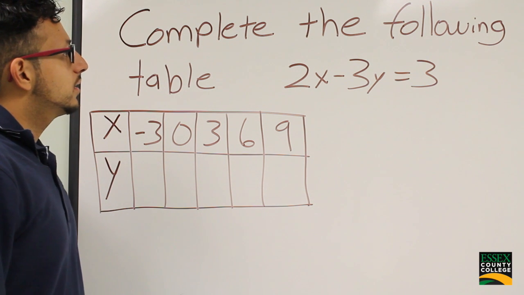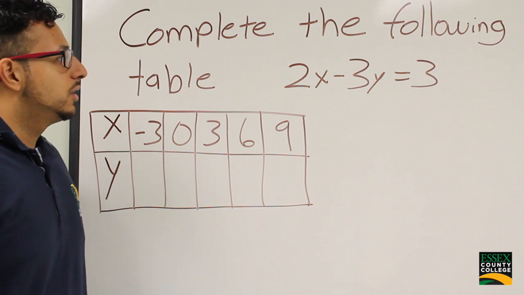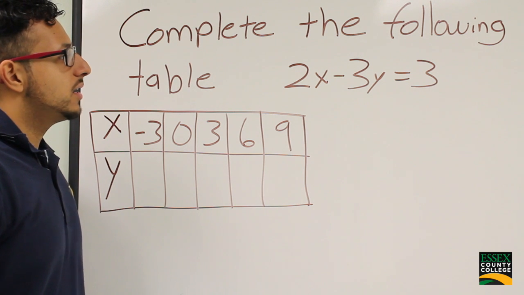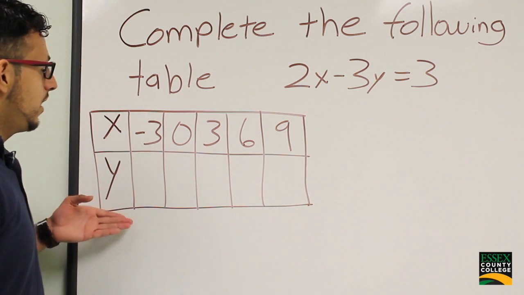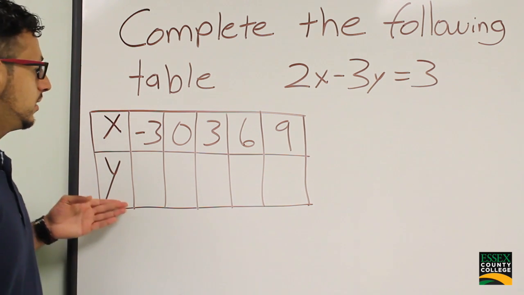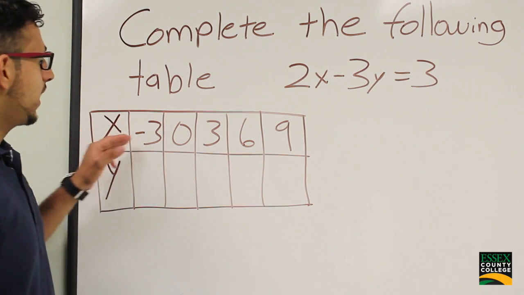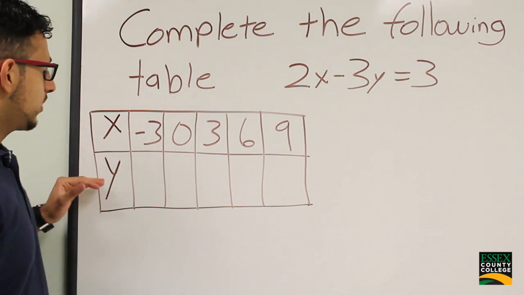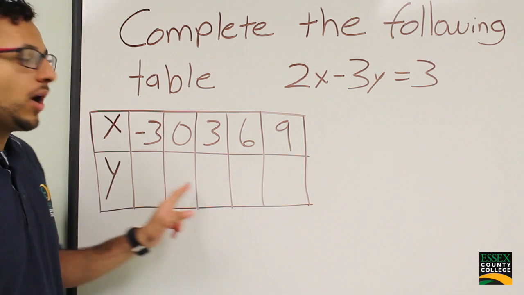The problem states, complete the following table. 2x minus 3y is equal to 3. And we have the table here. We have to complete this table. So they give us the x values. We have to complete the table, so we have to solve for y values.